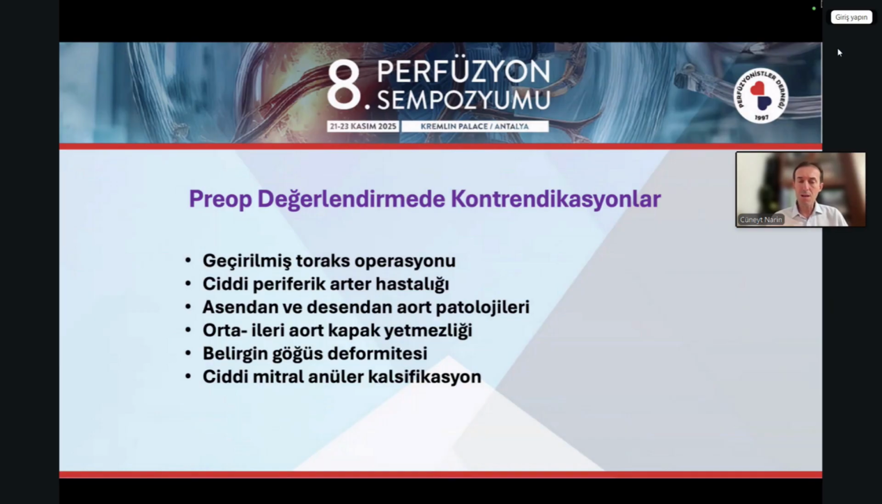Ciddi periferik arter hastalığı da bu tip operasyonlarda önemli bir kısıtlayıcı etken. Keza asenden ve desenden aort patolojileri, diseksiyon ya da anevrizma gibi, aort kapaktaki yetmezlik, orta ya da ileri seviyedeki yetmezlik kardiyoplejinin etkin bir şekilde verilmesini engelleyebilir. Belirgin göğüs deformiteleri, pectus excavatum dediğimiz kunduracı göğsü gibi problemler kalbin birçok anatomik yapılarının görünmesini engelleyebilir. Bir de mitral kapak operasyonu planladığımız hastalarda ciddi mitral anüler kalsifikasyonlar bu tip operasyonlarda engelleyici etken olabilir.